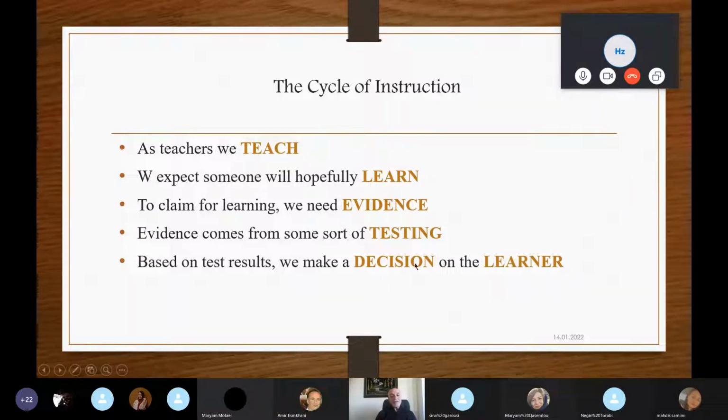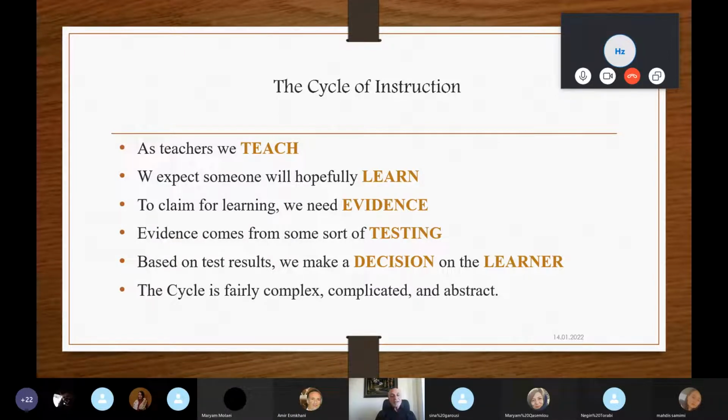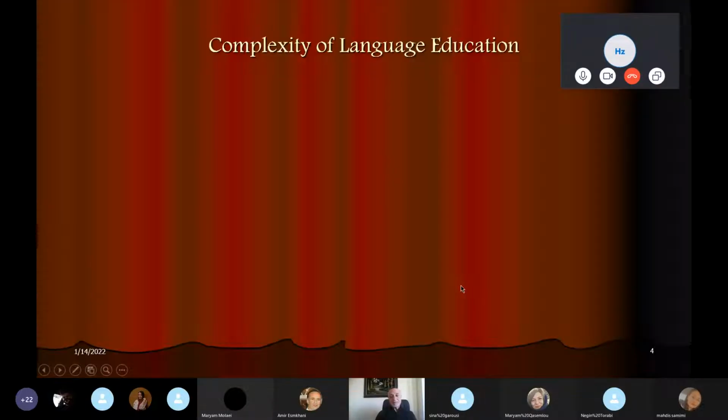I would like to emphasize the decision is a very, very light word, but it has serious consequences. So it is an important issue that we try to make decisions that are fair and just to all students. And this cycle, though it seems very simple, is very complicated and abstract. I will not go into it. I will try to show what is. Oh, by the way, this is not EFL exclusive. It can apply to all classroom contexts.